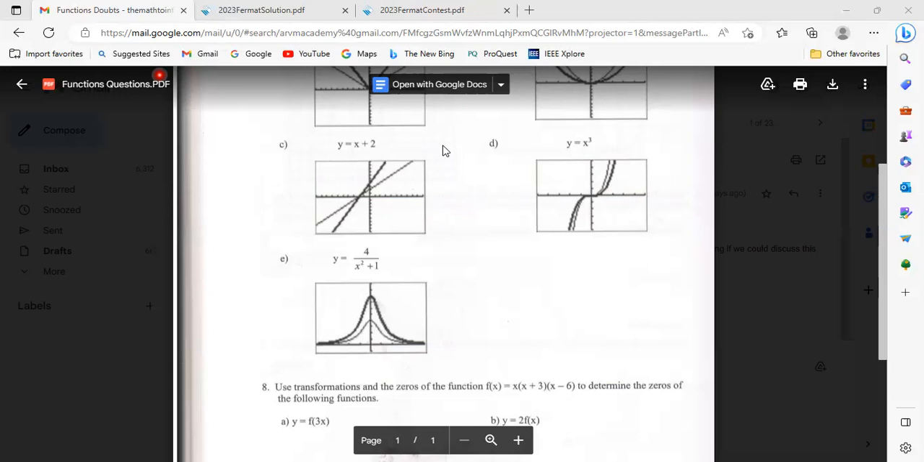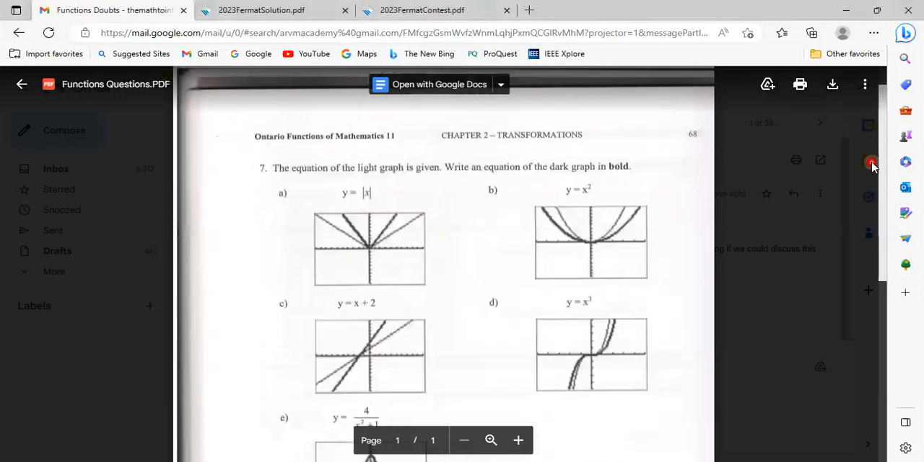Okay, I have them. So for A, I have y is equal to absolute 2x. Absolute 2x. Okay. So how would you get that? You can try that.